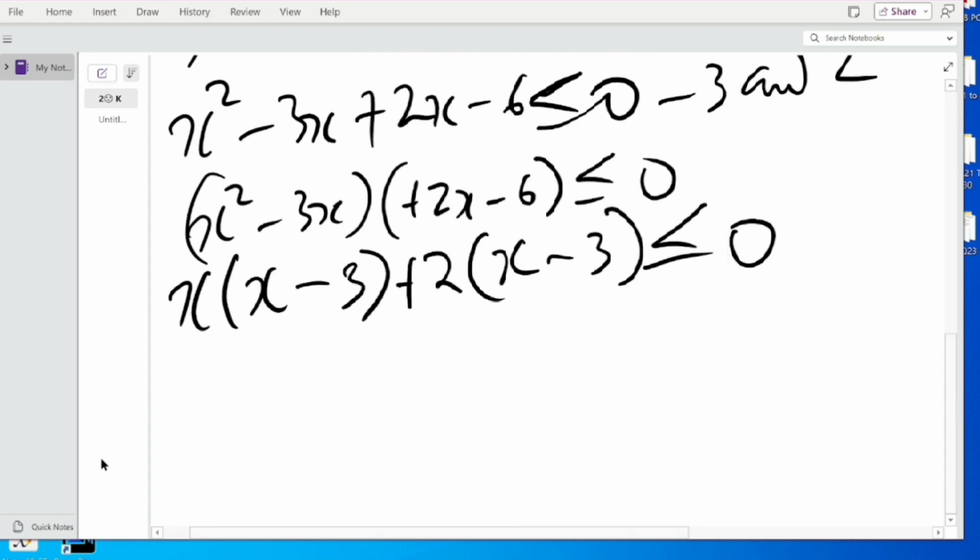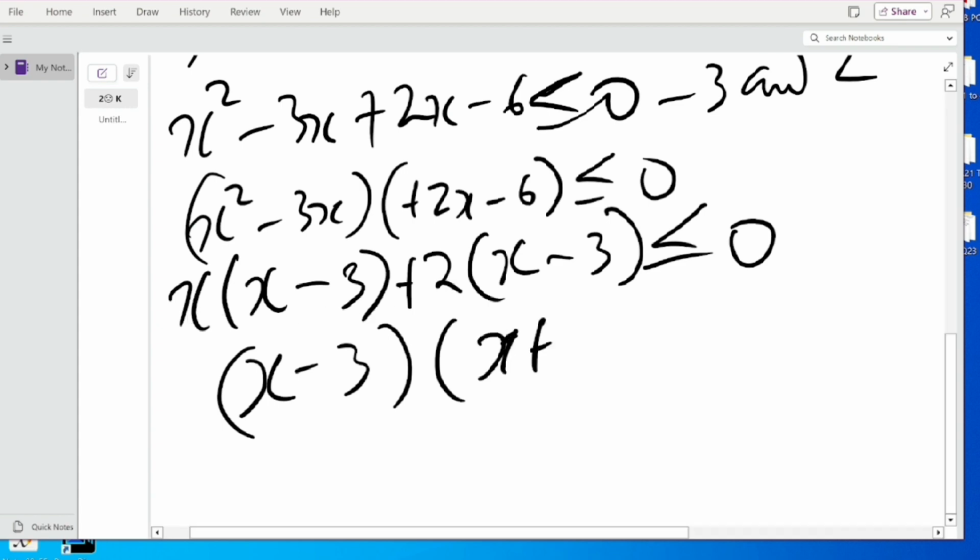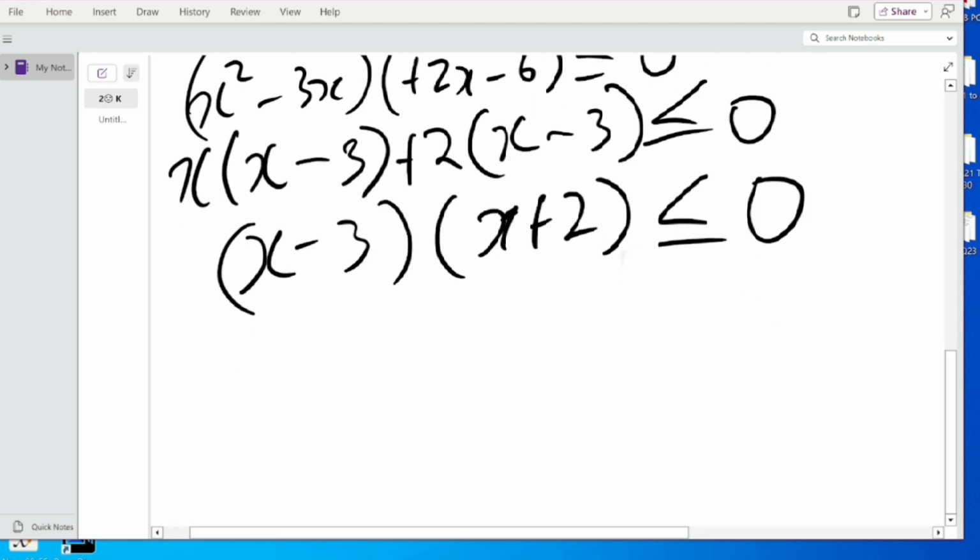And in a quadratic equation, when you have two identical brackets like this, you pick one of them, you know you're on the right path. Then you have your x minus 3 and your x plus 2, which is less than or equal to 0.